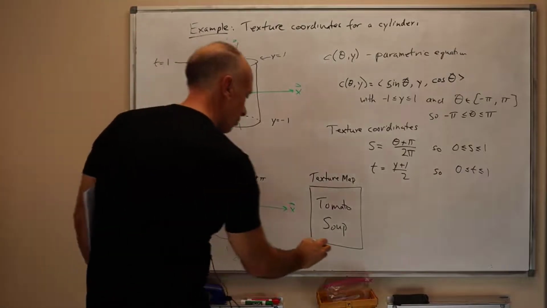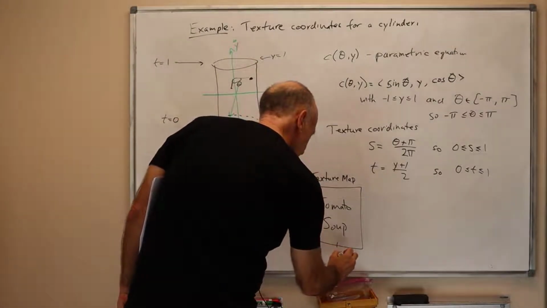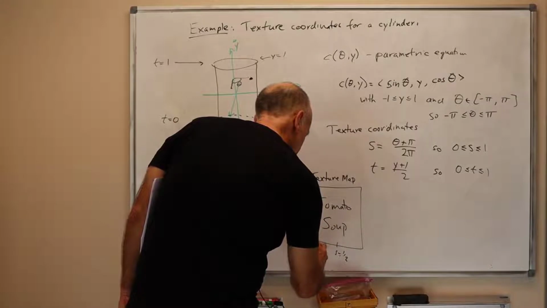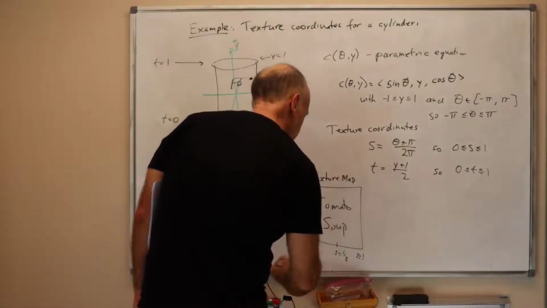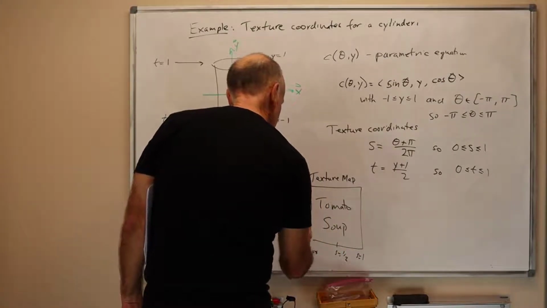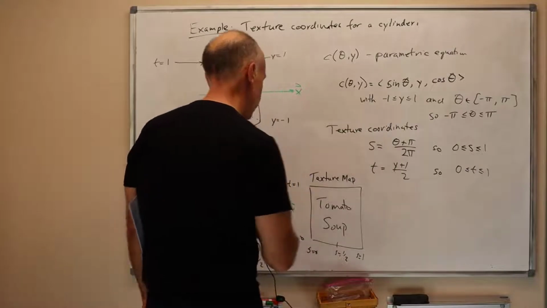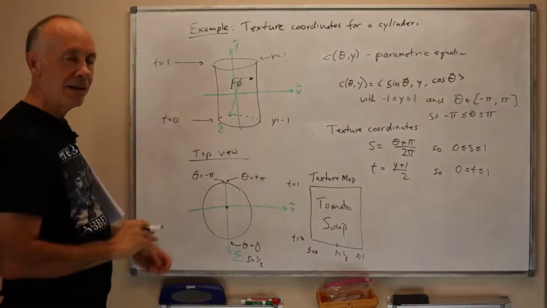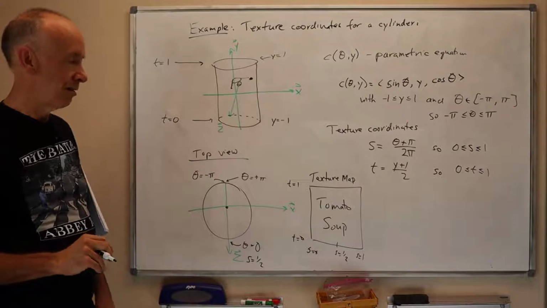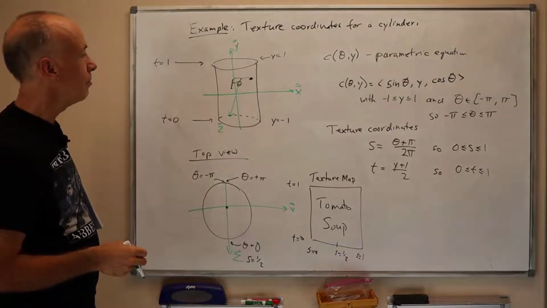And again, s equals 1/2 would be in the middle here. s equals 0 would be on the left side. s equals 1 is on the right. t equals 0 is at the bottom. t equals 1 is at the top. And we're wrapping it on in the natural way onto the sides of the cylinder.